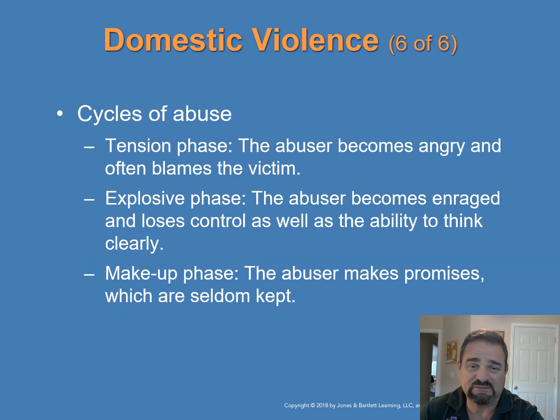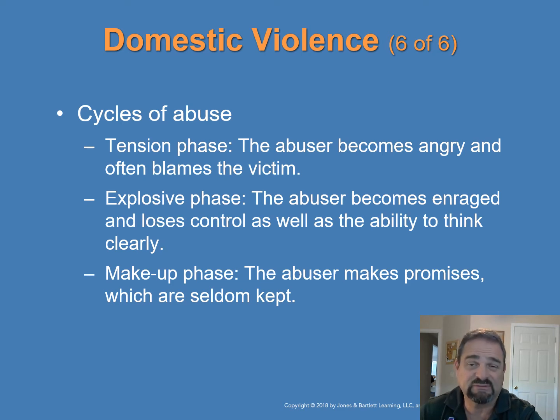All right, so cycles of abuse, let's talk about those. The tension phase is when the abuser becomes very angry and often blames the victim. The victim may try to placate the abuser or minimize or deny the abuse. The tension phase is usually the longest part of the abuse cycle. It is a horrible, horrible phase to go through.